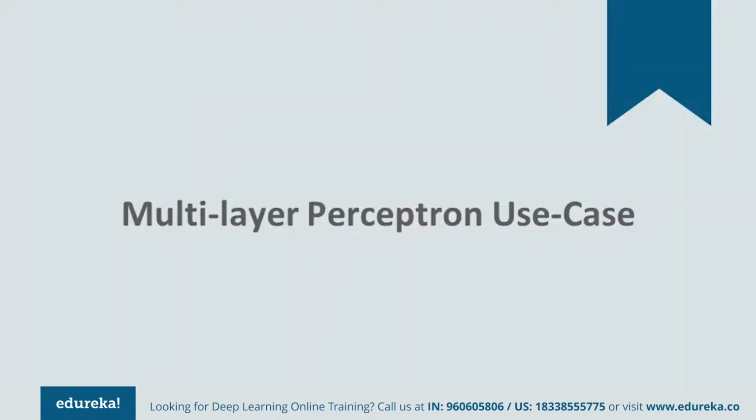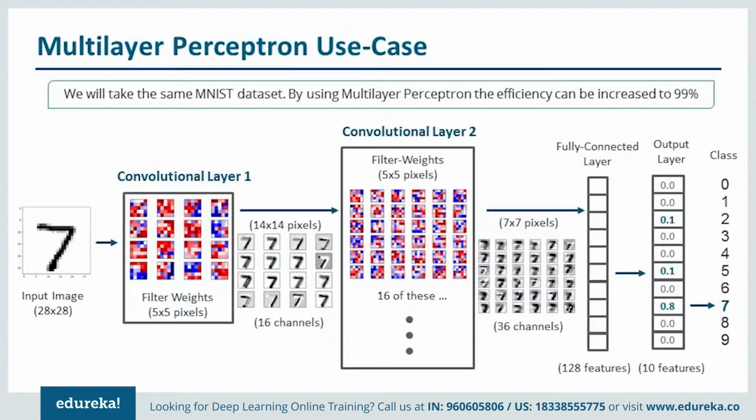So now what I'm going to do is make use of the same MNIST dataset and increase the efficiency from 97 to 99% with the help of a multi-layer perceptron. So guys, let us go ahead with that. As I've told you earlier, we are going to use the same MNIST dataset which we used in the single layer perceptron. I'm going to perform a classification using multi-layer convolutional networks.